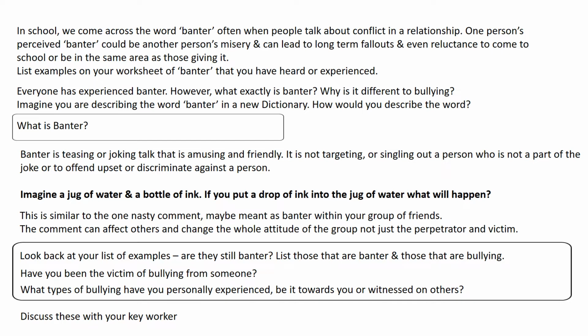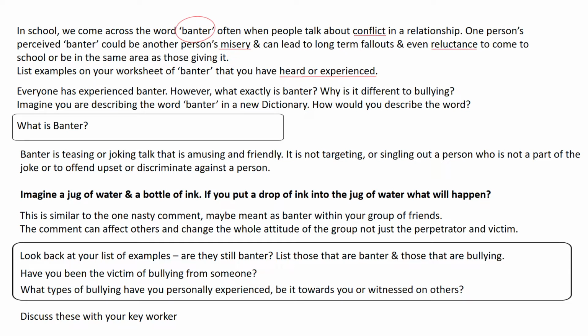In school, we come across the word banter. It's often when people talk about conflict in a relationship. One person's perceived banter could be another person's misery and could lead to long-term fallouts and even a reluctance to come to school or be in the same area as those giving it. List examples on your worksheet of banter that you have heard or experienced.